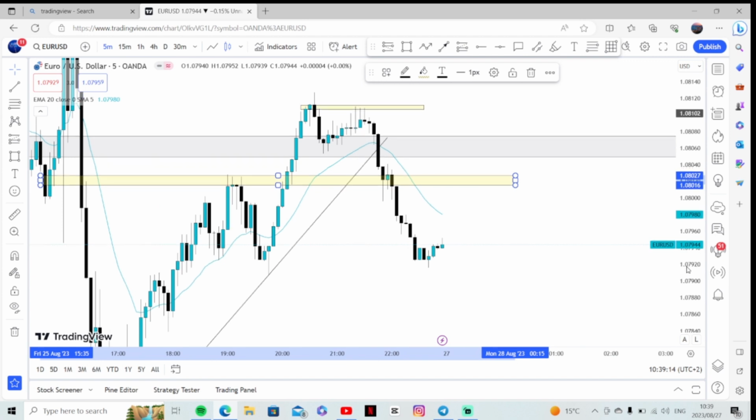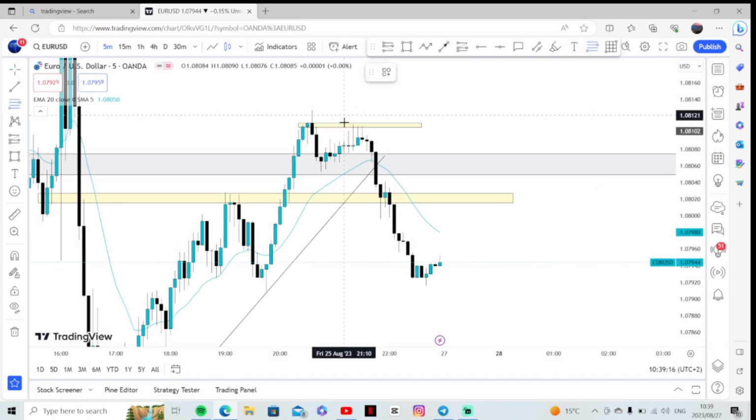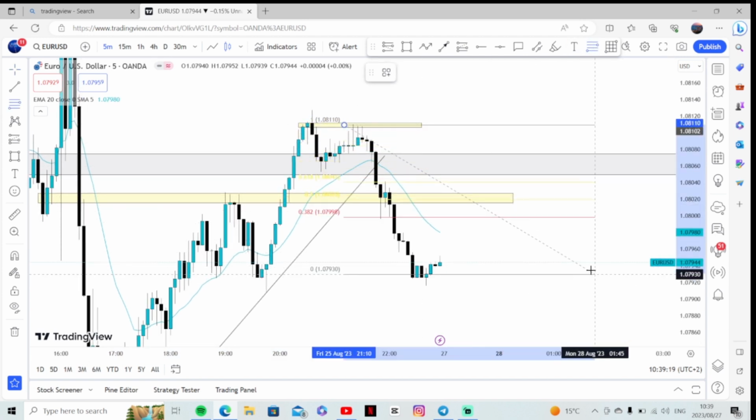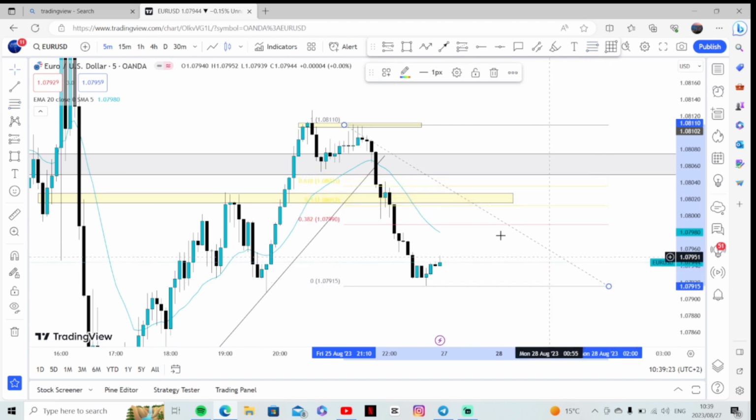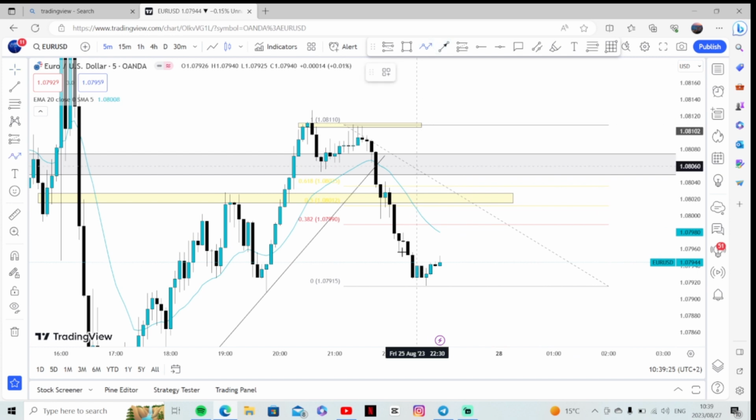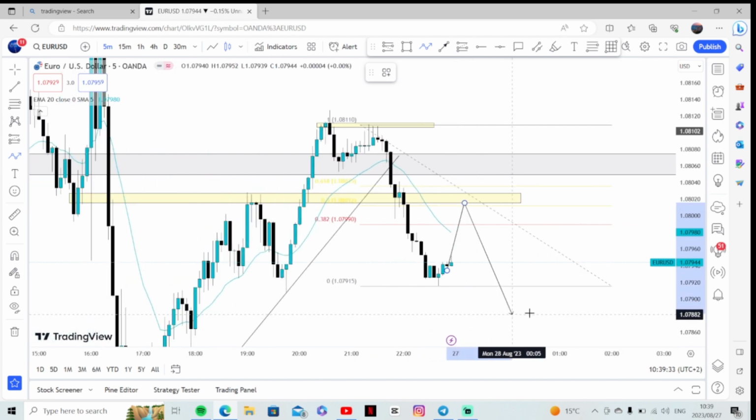I like to take out my Fibonacci tool, take the high and the low, and my golden zone is the 0.5 and the 0.61. As you can see, price is going to my zone. If the price does go to my zone, I'll be looking for sells, then we'll be going to the downside, right?